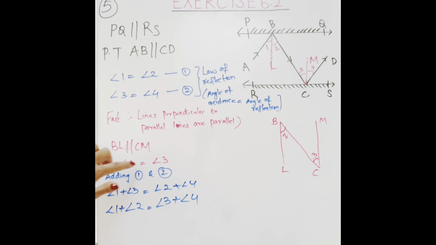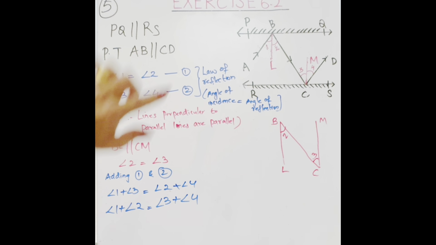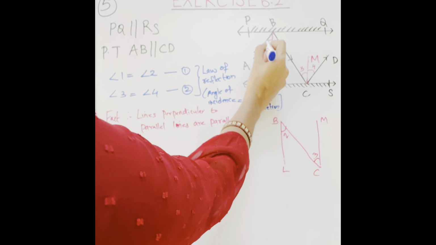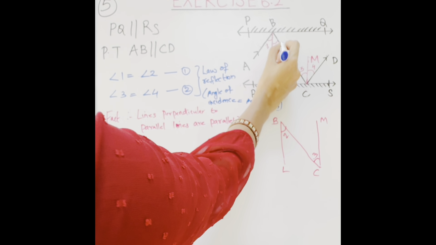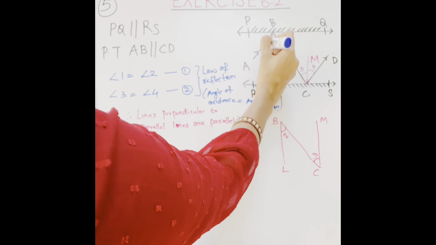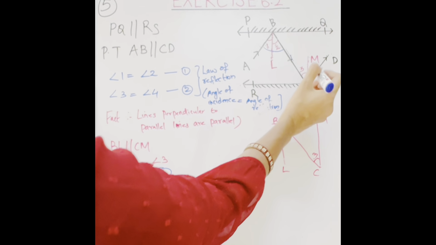So instead of angle 3, we wrote angle 2. So angle 1 plus angle 2 is equal to angle 3 plus angle 4. Now let's look at the figure. What is angle 1 plus angle 2? Angle 1 plus angle 2 is this angle. What is that angle? ABC. Can you see that? Angle 1 plus angle 2 is this angle, which is angle ABC.